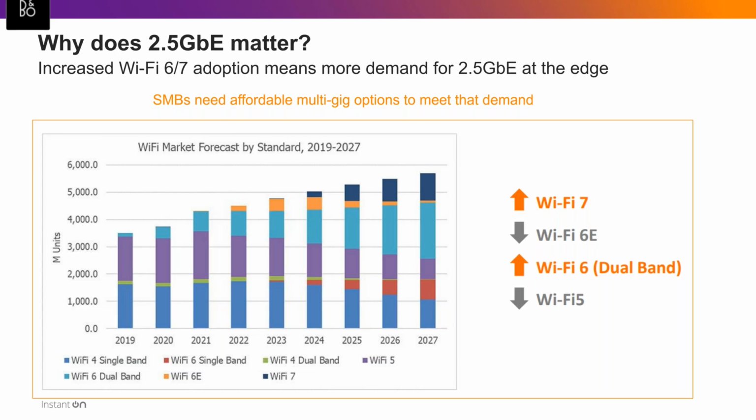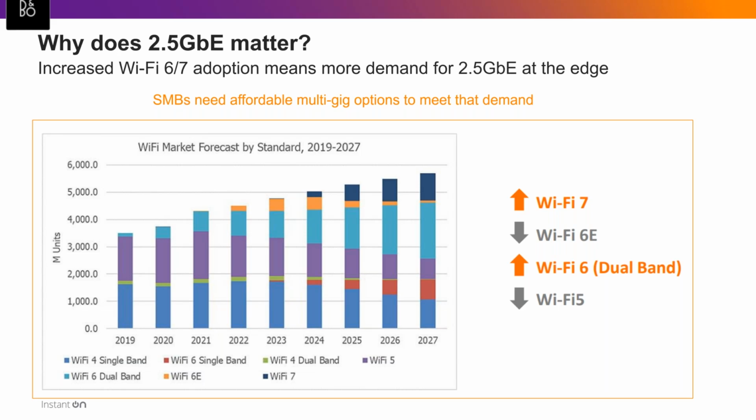And part of the reason why 2.5 gig really matters is when we look at some of the new Wi-Fi standards that are here, like Wi-Fi 6, and then some that are coming, such as you're seeing more Wi-Fi 6E products.